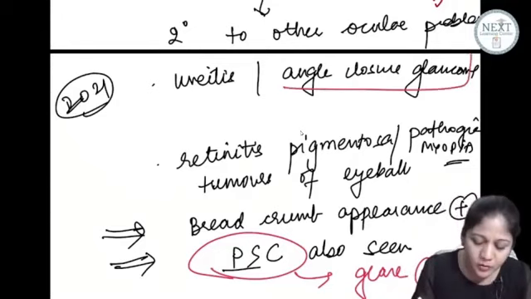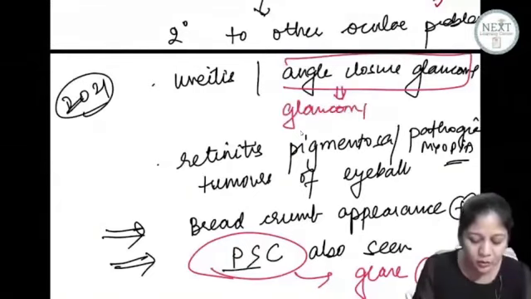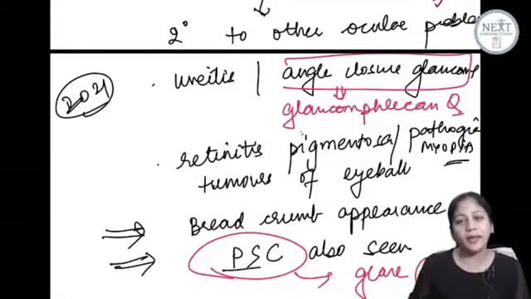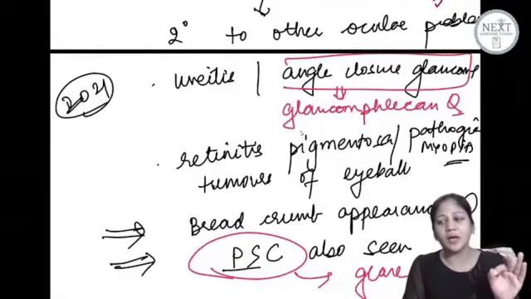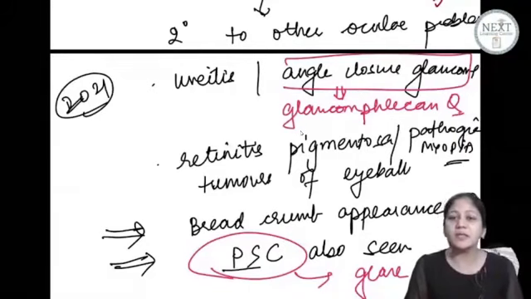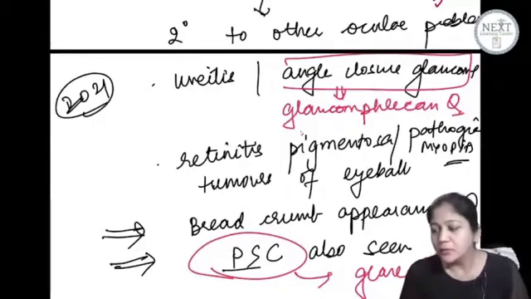Now here, angle closure glaucoma. Please write down: the cataract which occurs after angle closure glaucoma is glaucoma flecken. Please write down what glaucoma flecken is. The cataract which occurs after glaucoma has been given a separate name, glaucoma flecken. Okay?